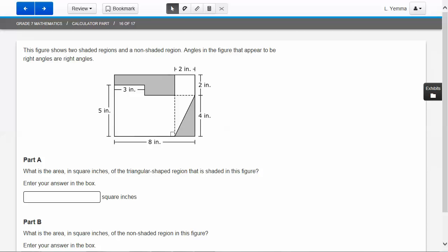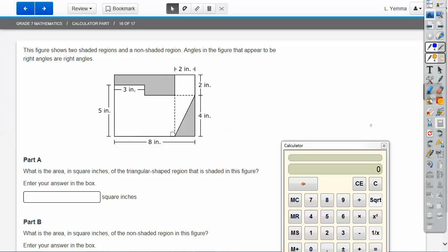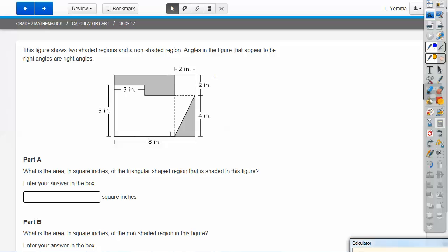All right, 2 more to go. And now we're going to need writing implements. All right, so first let's find what is the area in square inches of the triangular shaped region. So that is only this piece right here. And I know to find the area of a triangle, the area of a triangle is going to be base times height divided by 2.